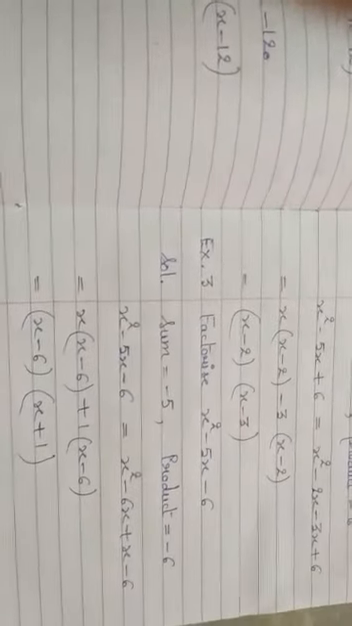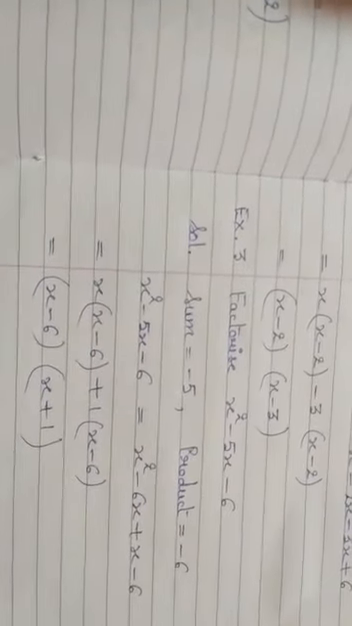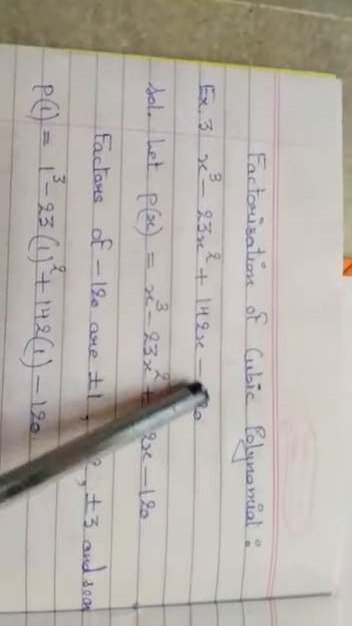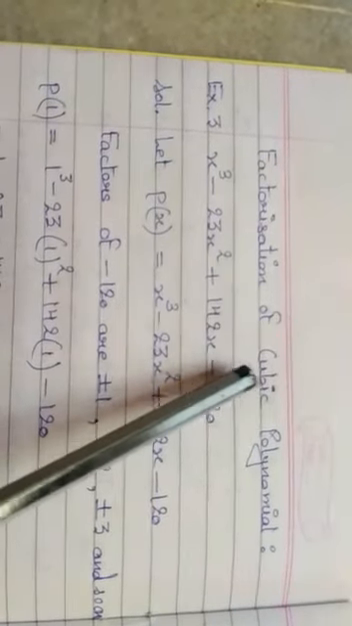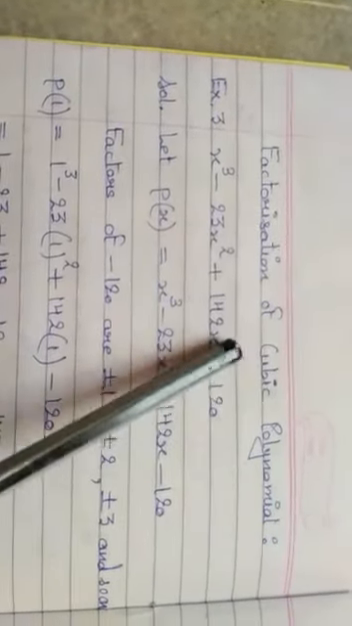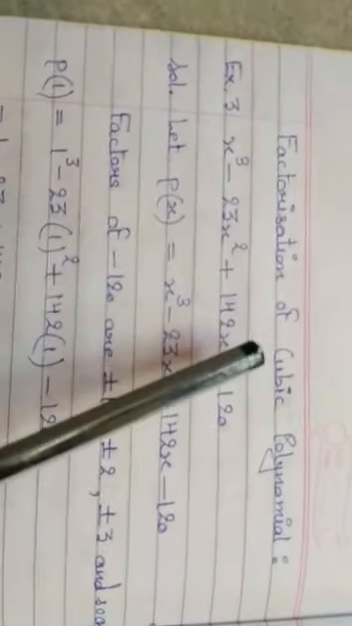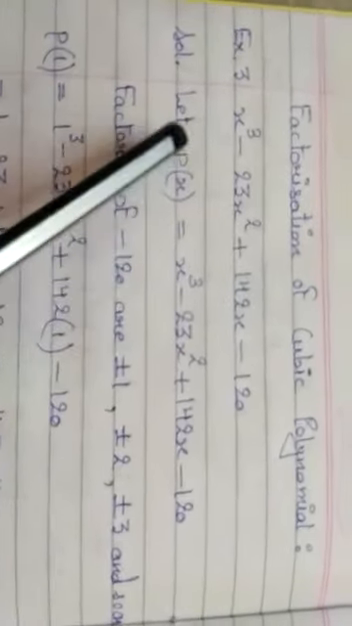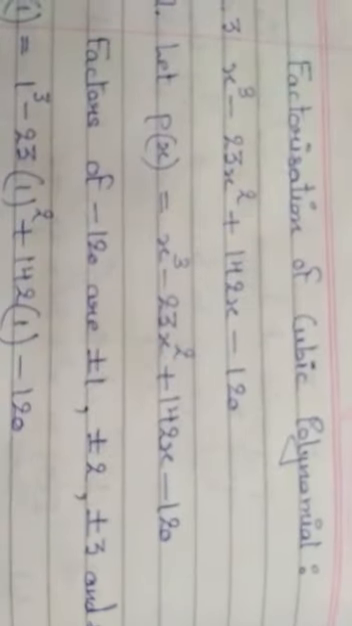Now the next topic in the same video, we are taking the factorization of cubic polynomials. Cubic means degree 3. As I've told you, if it is degree 3, it can have a maximum of 3 zeros. Quadratics, as we know, were having 2 zeros. Now it is having 3 zeros. So now how to factorize a cubic polynomial? The question is: factorize x cube minus 23x square plus 142x minus 120.